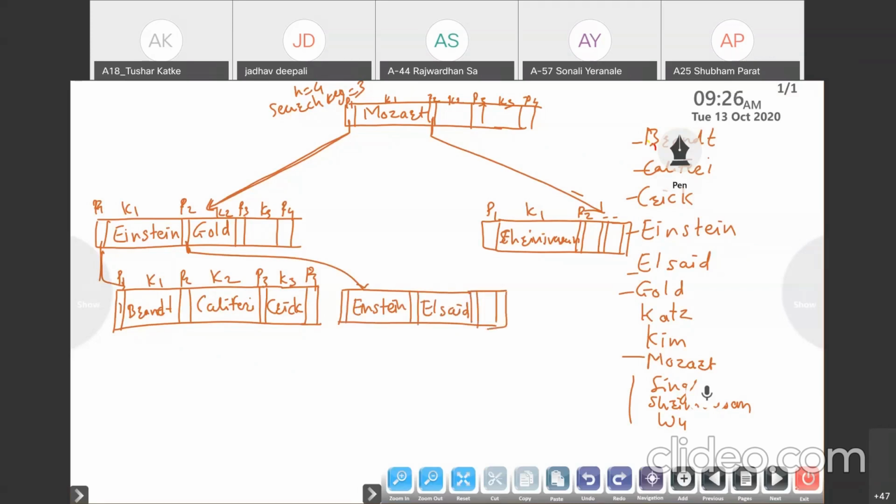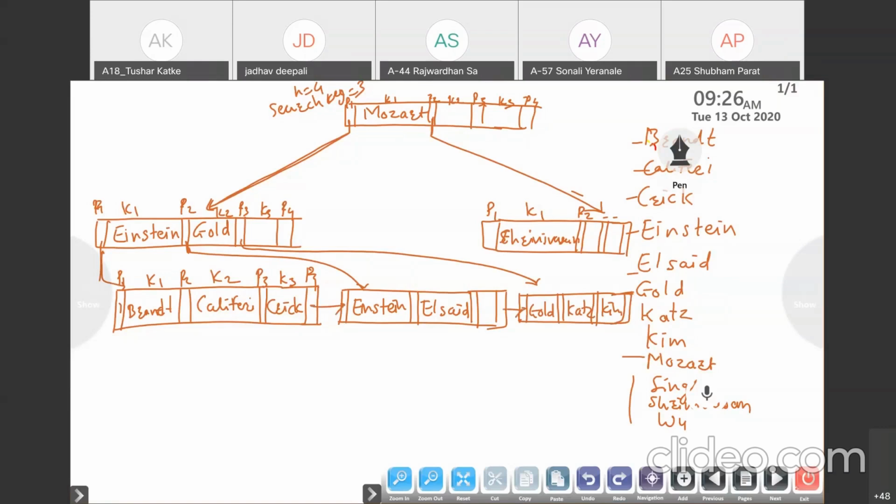Now after this gold, this pointer points to the subtree whose search key values are greater than or equal to gold, and here it is Mozart, meaning less than Mozart. So it includes gold, cards and Kim. It includes gold, cards and Kim. See once again. This leaf node points to the next, this leaf node points to the next, this one next.